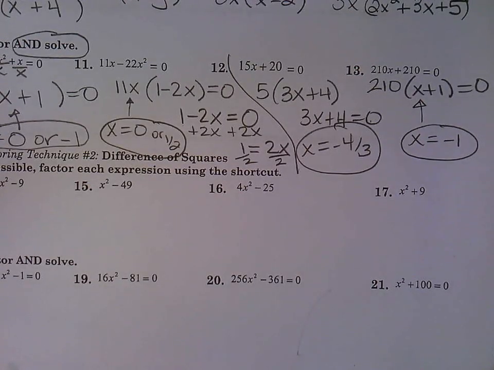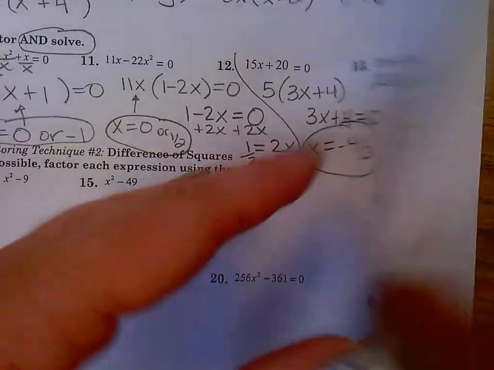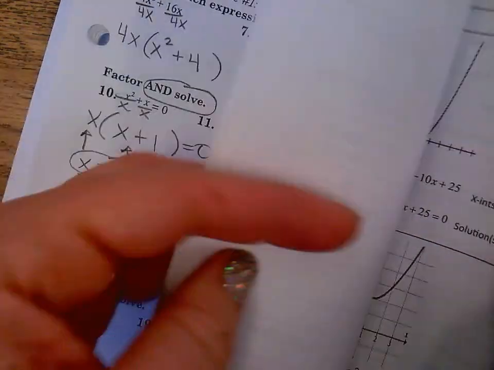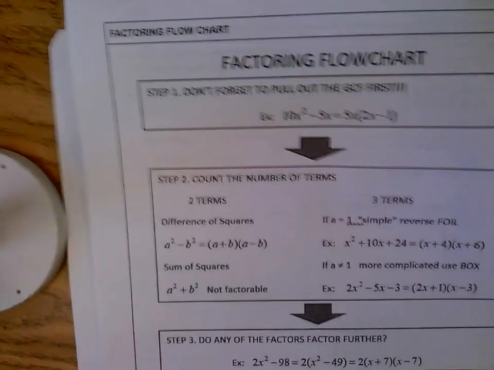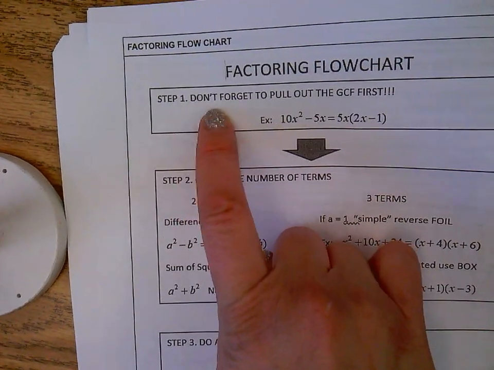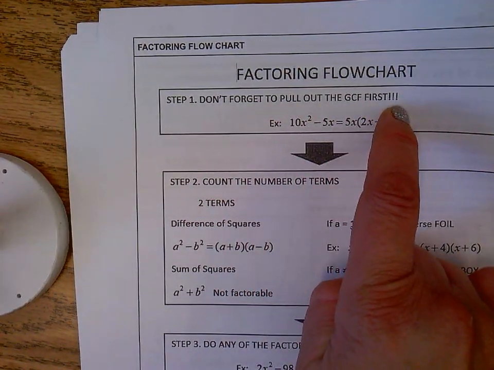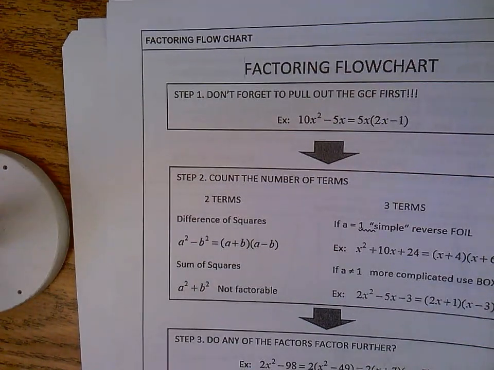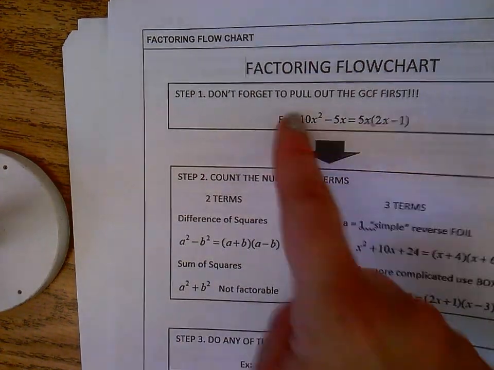So greatest common factor, if you're having trouble with it, you will continue to see it all week because you always look for a greatest common factor first. You don't have to flip this page, but I just wanted to show you in the grand scheme of factoring flowchart here. Guess what's always first? Step 1, don't forget to pull out the greatest common factor first. Every single time you look for a greatest common factor to start the problem. It'll make your life easier if you always do that first.